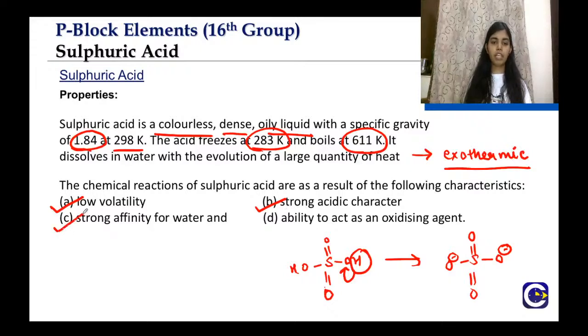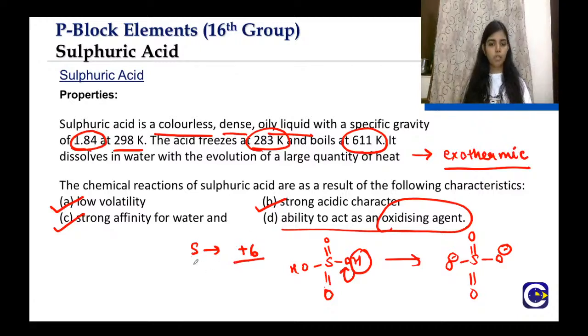It has strong affinity for water and it can act as an oxidizing agent. Obviously, if you consider that sulfur here is present in +6 oxidation state, which is the maximum oxidation state of sulfur that can be shown. Okay, so it will tend to reduce itself. Therefore, it will oxidize the other species.